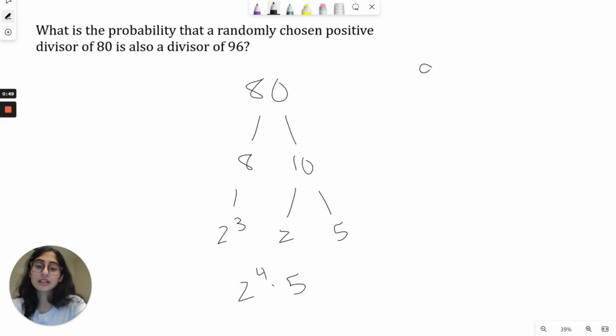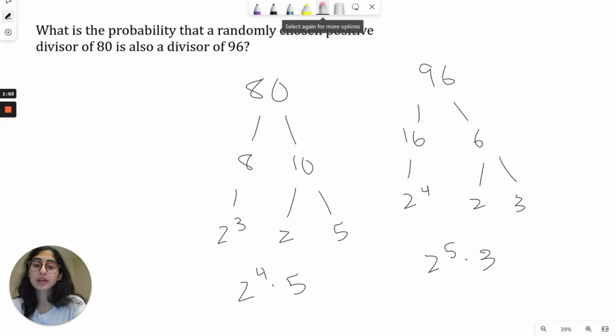Now, 96 is equal to 16 times 6, which is equal to 2 to the fourth, and then 6 is 2 times 3. So 96 is equal to 2 to the fifth times 3. So now we know the prime factorizations of 80 and 96. Now, what factors of 80 can we pick that'll also be factors of 96?